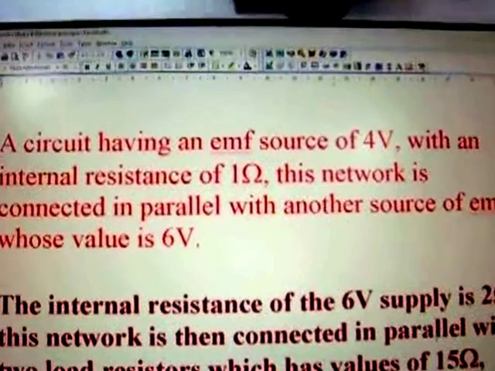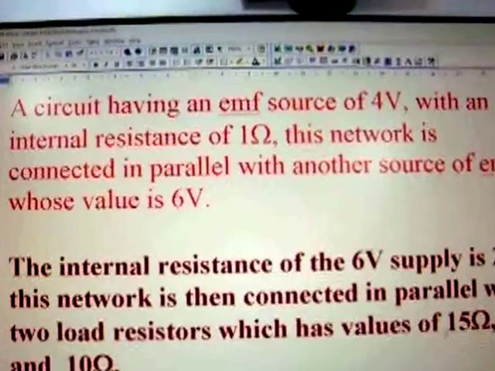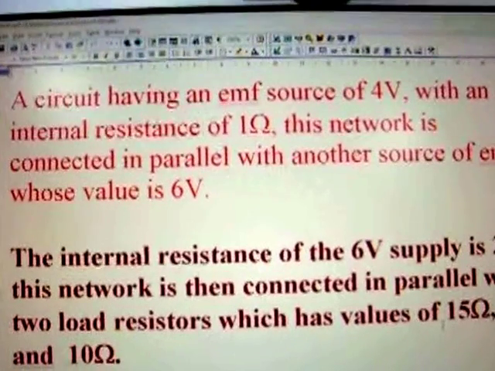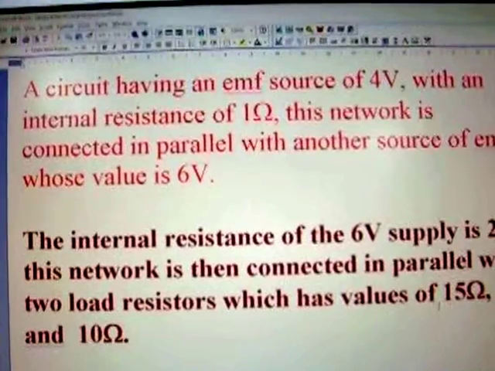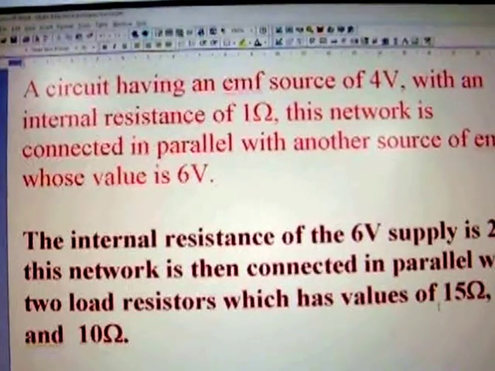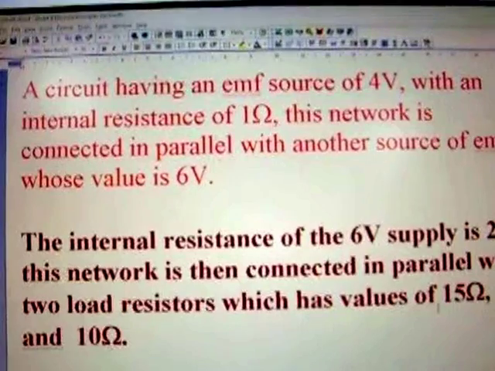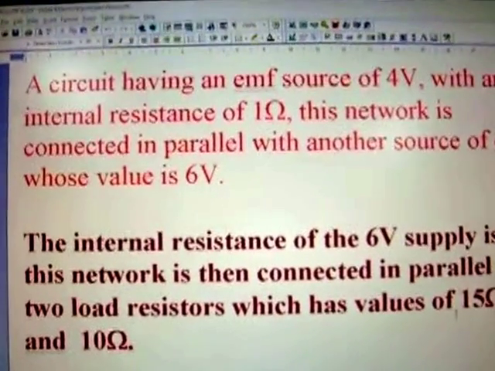Now all I'm doing, I'm moving up a little bit, and I've given a question here. A circuit having an EMF source of 4 volts with an internal resistance of 1 ohm. This network is connected in parallel with another source of EMF whose value is 6 volts.